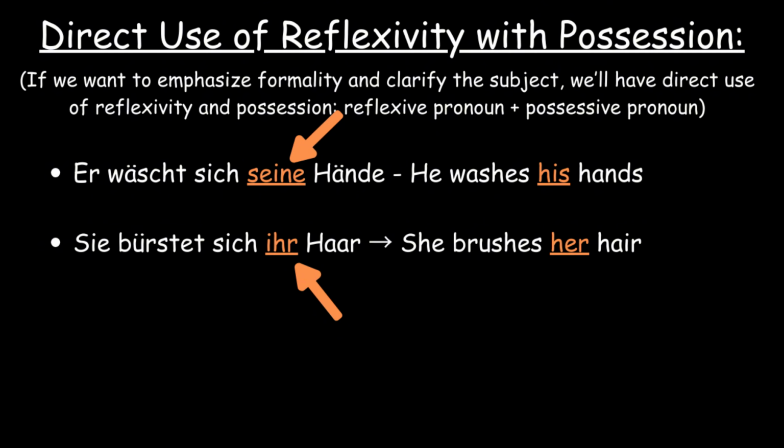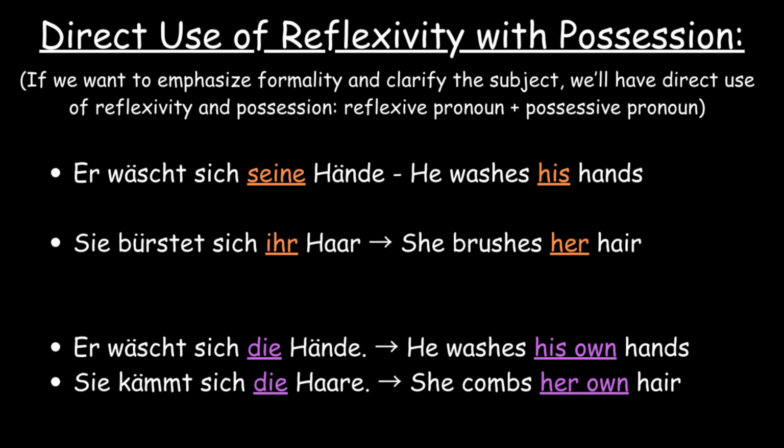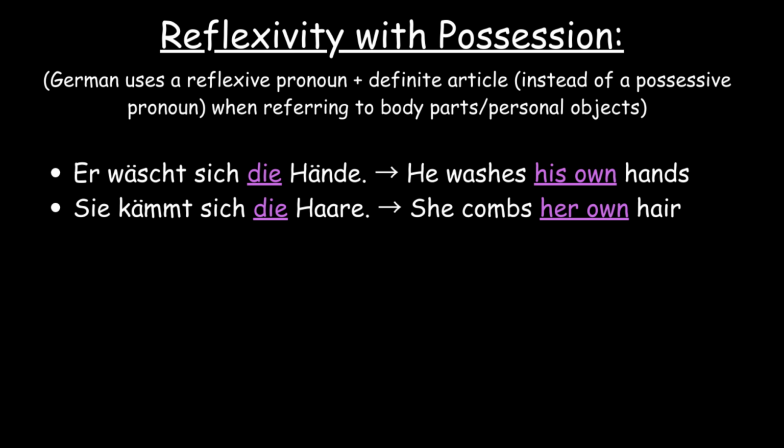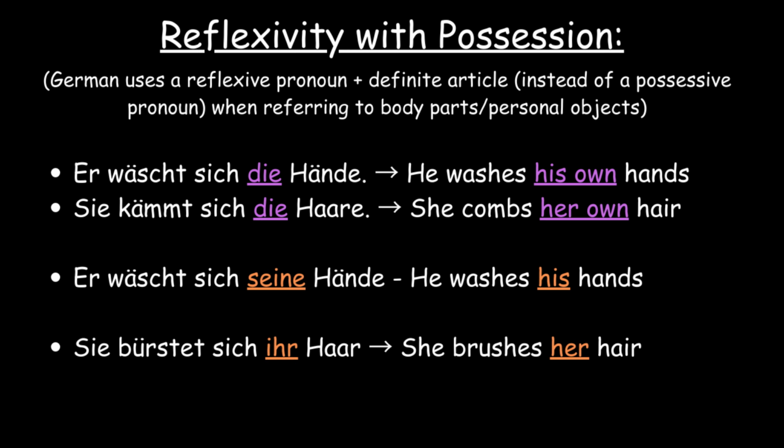However, the form without the possessive pronoun, using an article, is more common in German when talking about body parts or personal belongings. German uses a reflexive pronoun with a definite article instead of a possessive pronoun when referring to body parts or personal objects. Adding a possessive pronoun is grammatically correct, but is typically used for formality. Still, a few more concepts should be known.